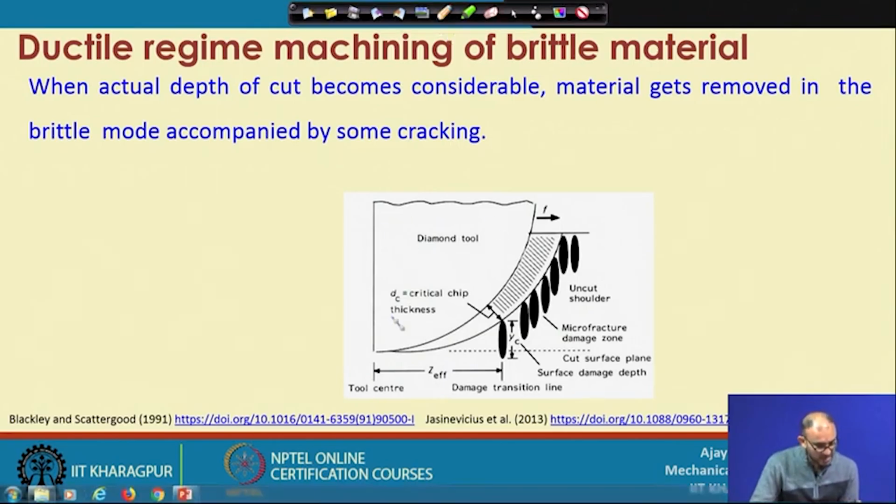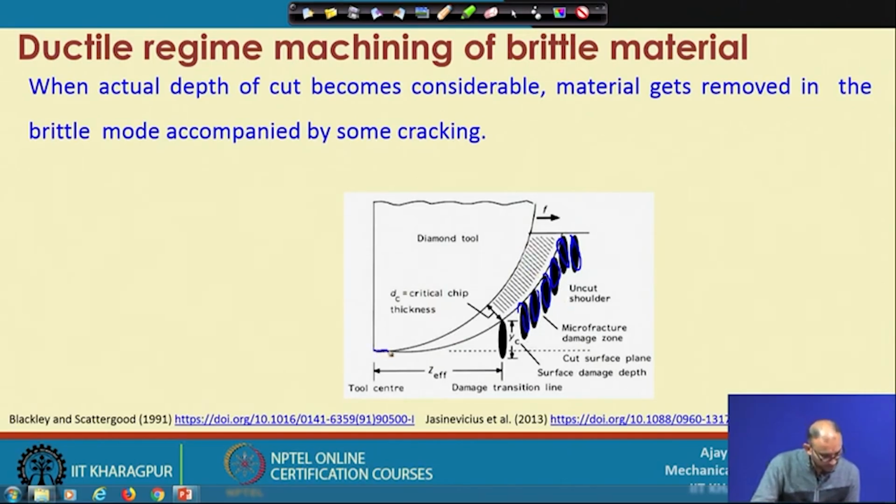Here, this is the diamond cutting tool, and this is the feed rate. When you give a feed rate in this direction, this is the chip thickness, which is a variable, 0 at this particular location and maximum at the top surface of the workpiece. Now, when you cut a brittle material, a lot of cracks are generated just before the deformation, before this uncut chip thickness. So, what is our objective?